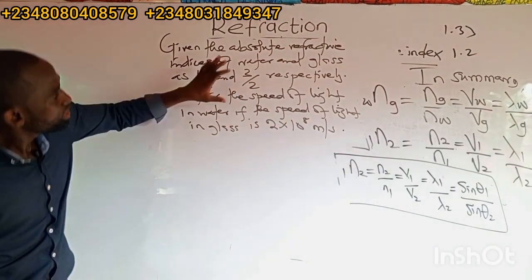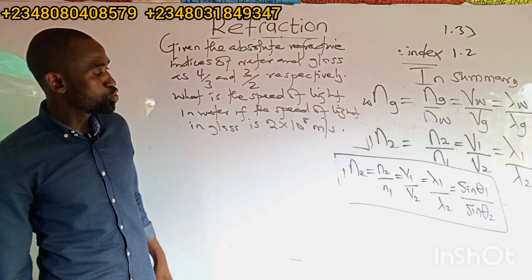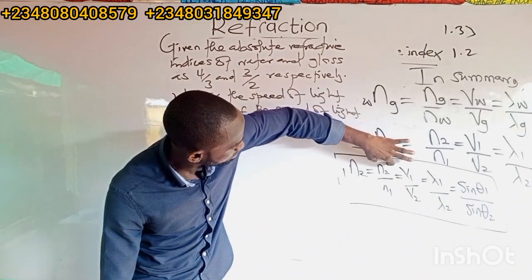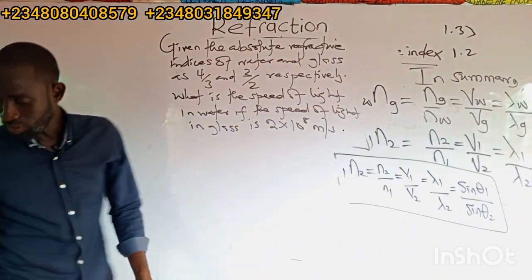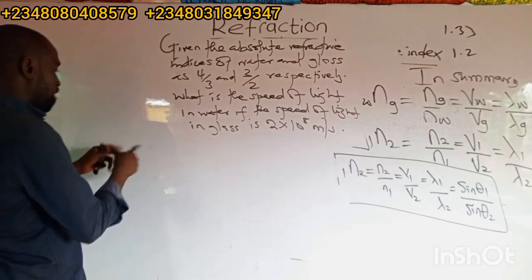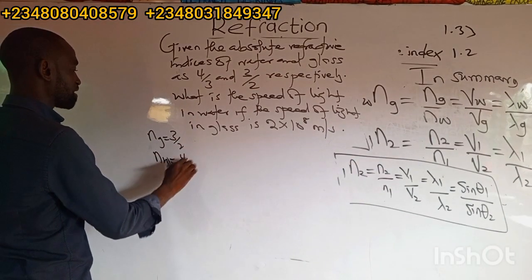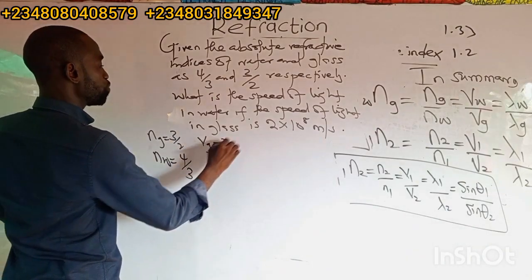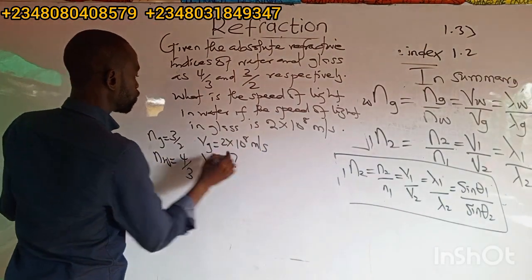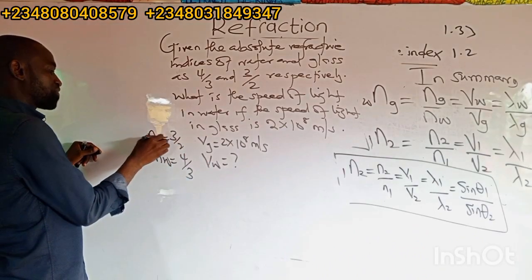This question involves refractive indices and speed. Which formula are we going to use? I will use the one that contains absolute refractive indices with speed. So let us find the speed in water. Here, we're given Ng as 3 over 2, Nw as 4 over 3, and Vg as 2 times 10 to the power 8 meters per second. We also need to find Vw, the speed of light in water, which is unknown. Vg is the speed of light in glass.